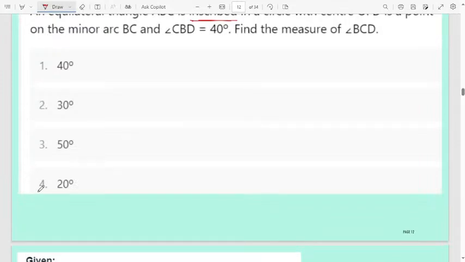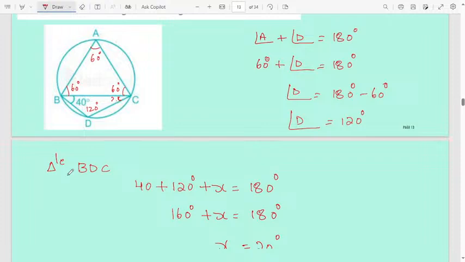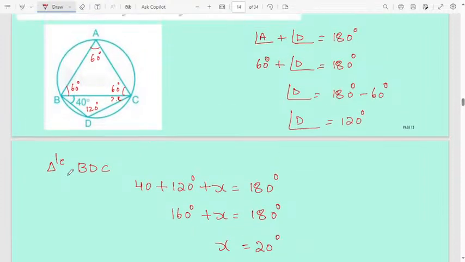Therefore, the correct answer for this question is 20 degrees. This problem is very easy. Without using a pen, you can tell the answer directly, because in a cyclic quadrilateral the sum of opposite angles is 180 degrees. One is 60 degrees, so the opposite is 180 minus 60, which is 120. Already you know two angles, 120 and 40, add to 160. The sum of the angles in a triangle is 180, so 180 minus 160 gives 20 degrees.